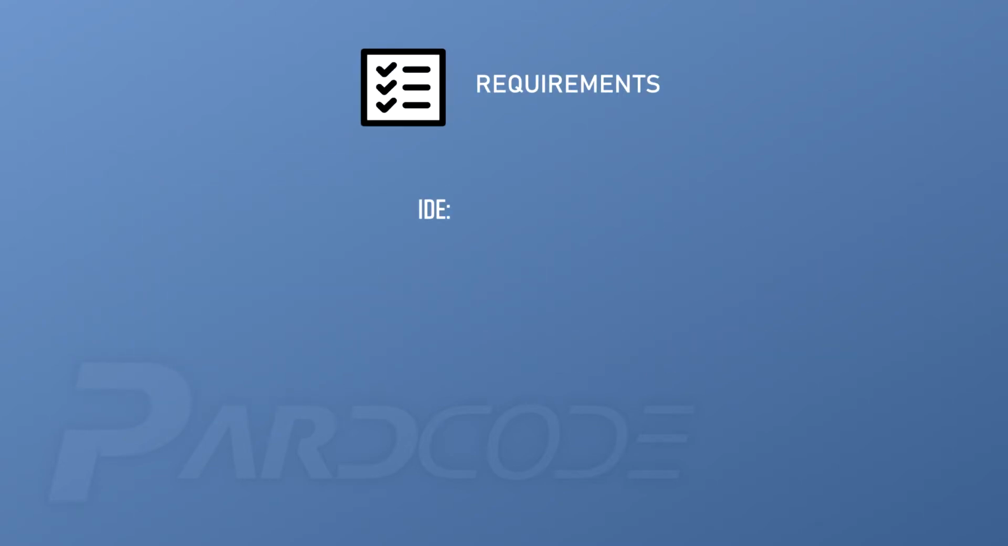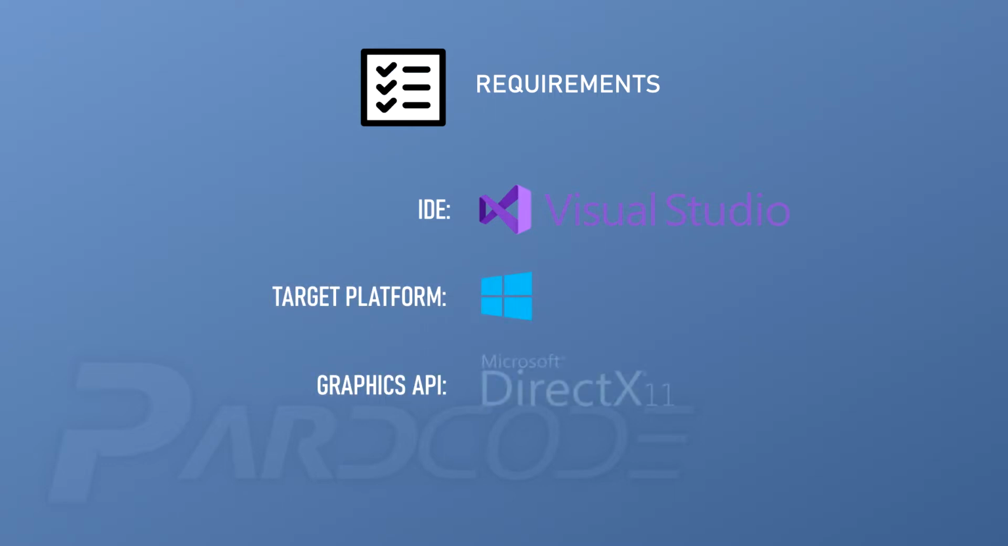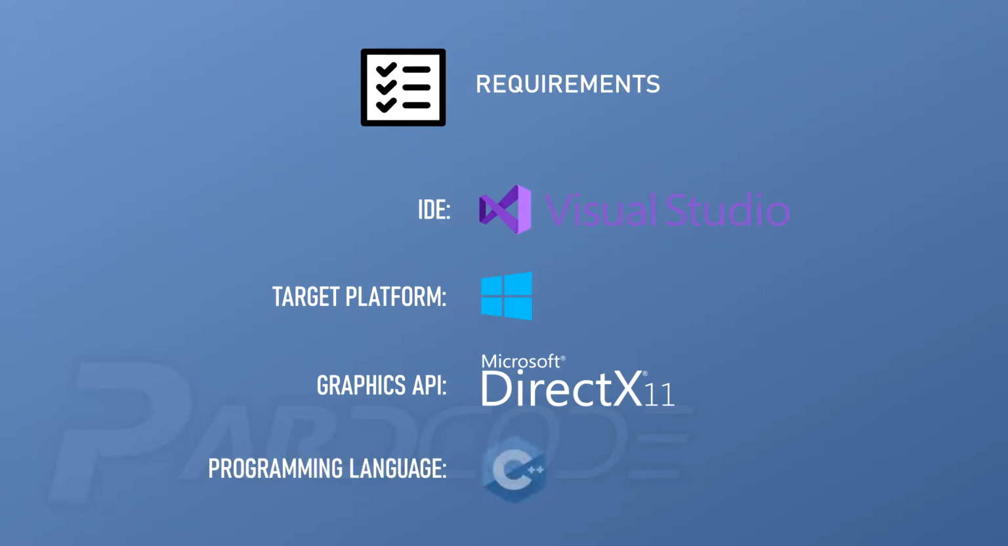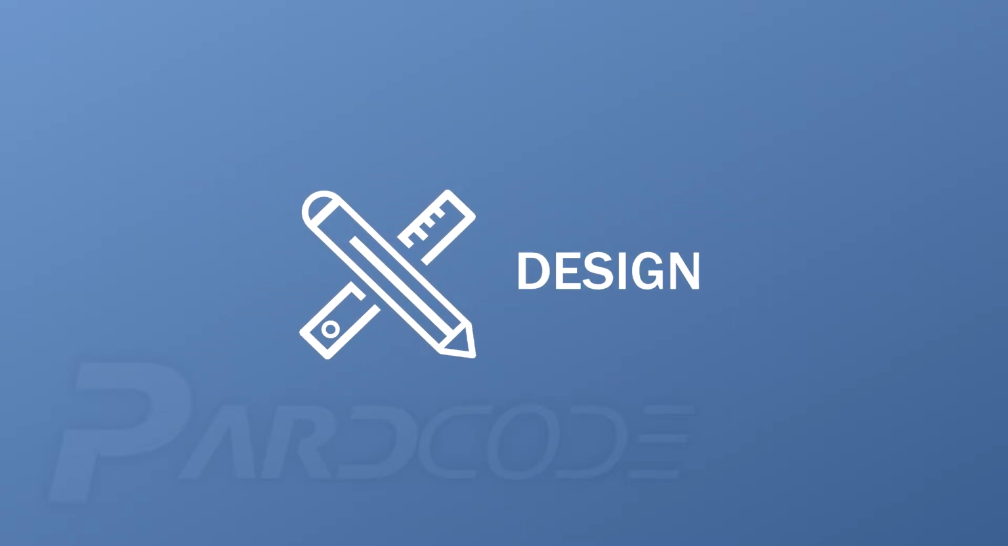We need a C++ IDE. In this series, we use Visual Studio 2019 Community. The target platform is Windows. The target graphics API is DirectX 11. And last but not least, a bit of knowledge of the C++ programming language is recommended. Now we can start the design part.